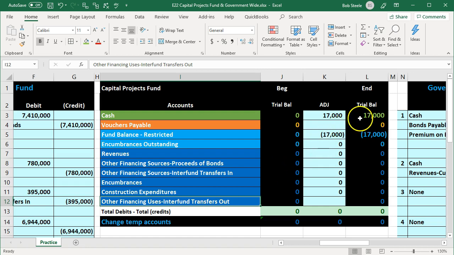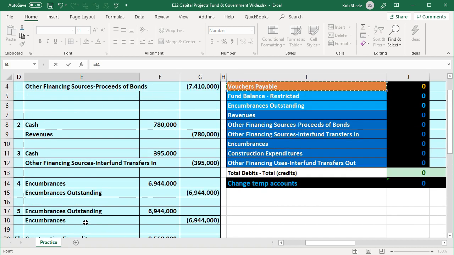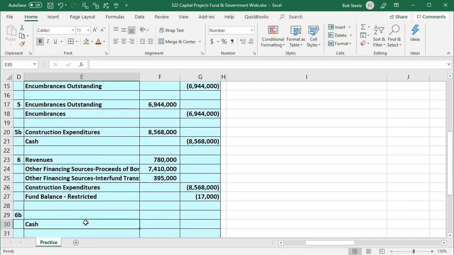So we have cash on the books, 17. We need it to go down to 0. We're going to record it in the flow, other financing uses, as we transfer it to the debt service fund. So we're going to transfer this to the debt service fund. We're going to credit cash. So I'm going to say cash is going to be credited for that 17. Credit the 17.